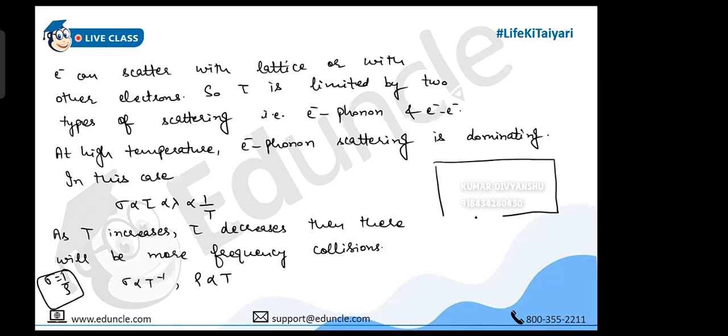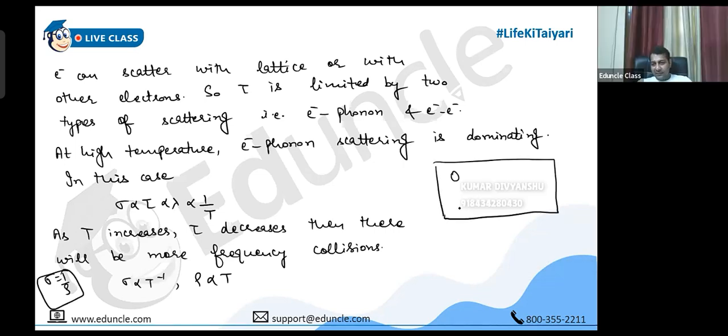Now let me explain why this is happening. Suppose this is a piece of metal. These are the ions present at their respective positions. With the increase in temperature, these ions will vibrate more and more around their mean position. This is what temperature does to any material. There was an electron moving along its path. If the vibrations are of large amplitude, then there is a large probability of the electron colliding with this ion, isn't it?